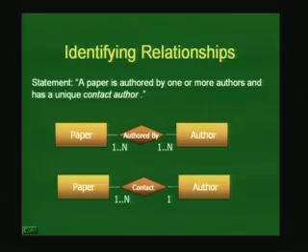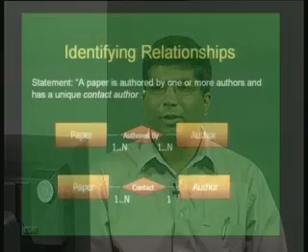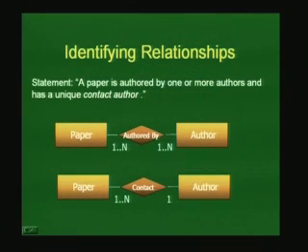Again, let us look at some more statements to identify relationships. A paper is authored by one or more authors, and has a unique contact author. So again, we can see that we can identify relationships straight away here. Paper is authored by authors, one or more authors, and an author can author how many papers? There is no specification. So we just introduce 1:n.